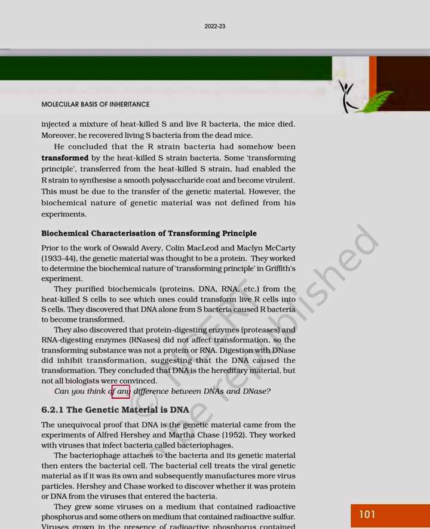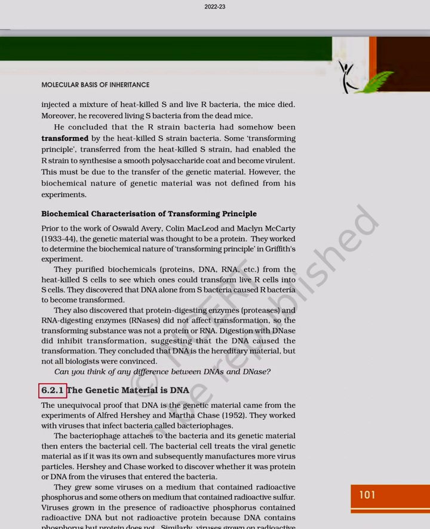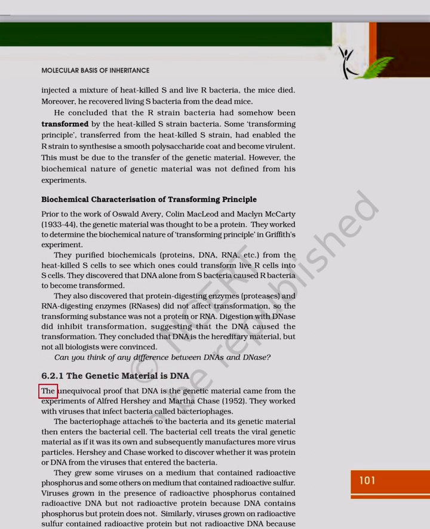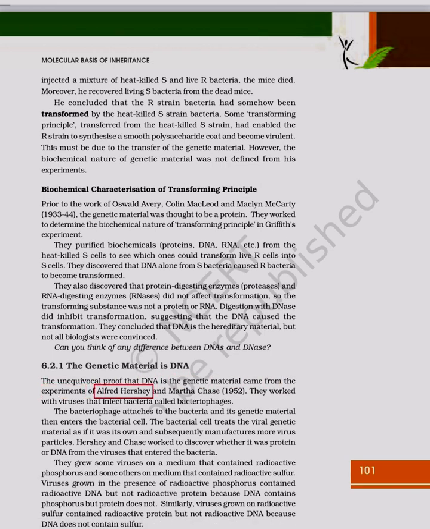Can you think of any difference between DNase and RNase? 6.2.1 The genetic material is DNA. The unequivocal proof that DNA is the genetic material came from the experiments of Alfred Hershey and Martha Chase, 1952.